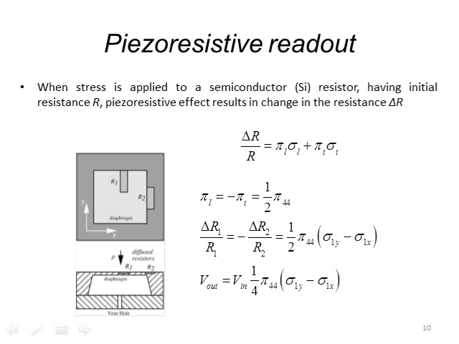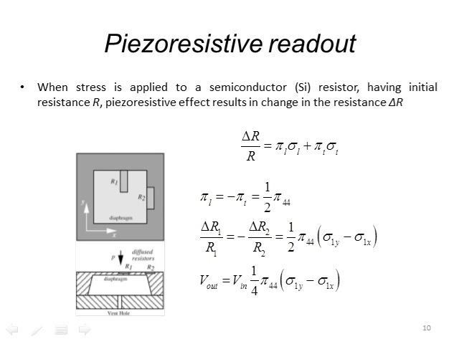Okay, so then we can say that for both of these cases, for silicon, the longitudinal and the transverse coordinates, we have these pi L and pi T. We're going to assume for silicon, and it's a pretty good assumption, that it's equal to 1/2 pi 44, which is a constant of the material. Then we can go and make changes in the resistance. Delta R1 over R1 is equal to minus delta R2 over R2, which is equal to 1/2 pi 44.